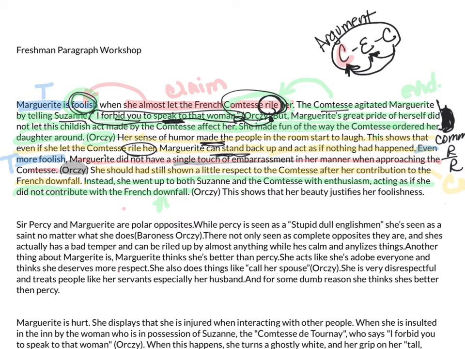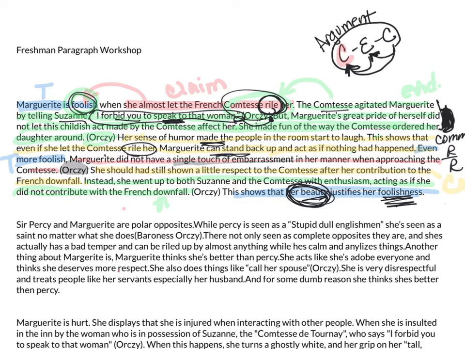And then we have our closure. "This shows that her beauty justifies her foolishness." And now I have to ask, where did beauty come from? Because we do have that return to the topic sentence, but I don't have an intensifier word. So I should see something like, "This definitely shows that despite her good qualities, Marguerite is definitely foolish." That would make sense. But here it just feels like we've got beauty that's kind of dropped in here.